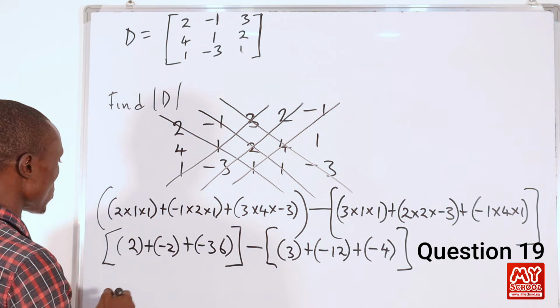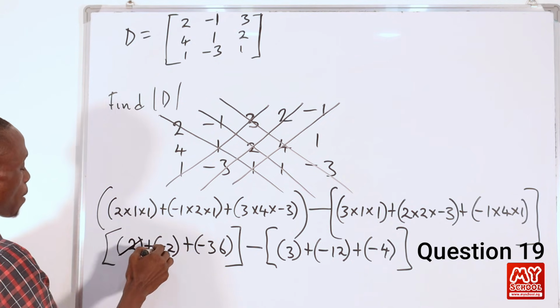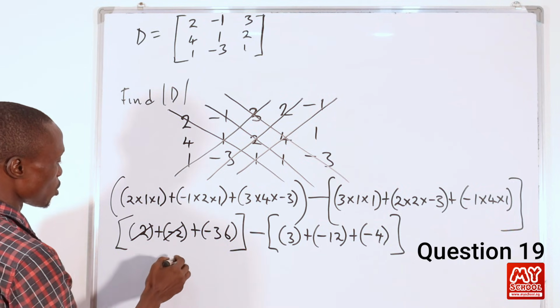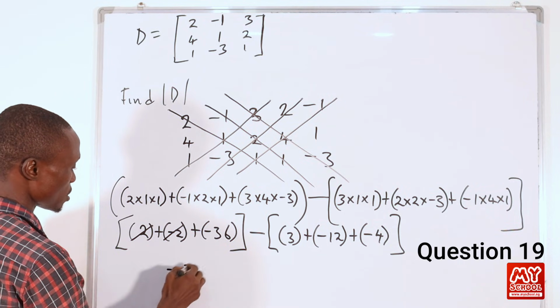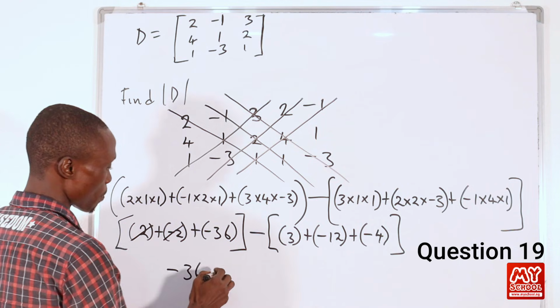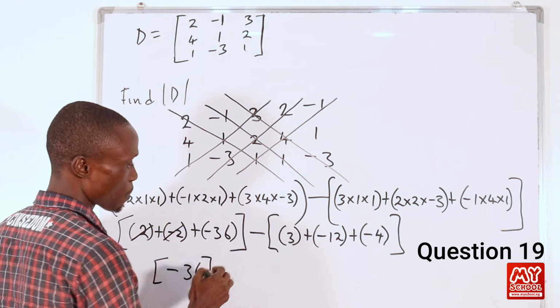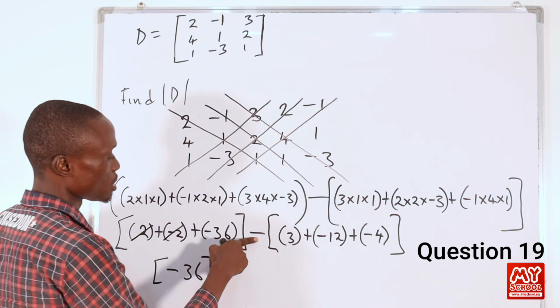So let's sum everything up. Of course, 2 and minus 2 will go off because 2 plus minus 2 is 0. So we'll be having minus 36 left. Then we can put our minus 30. We can even close it. Well, let's close our bracket. Then leave our minus here, which is this minus.